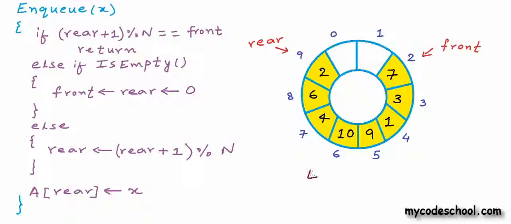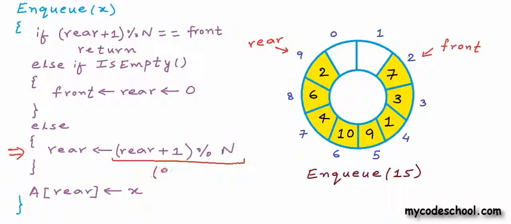Now let's make a call to enqueue and insert something in this array here. I want to insert number 15. We will come to this last else condition. Rear right now is 9, so this expression will be 9 plus 1 modulo n. N is 10 here. The size of this array A is 10 here. This will evaluate to 0. Now my new rear is 0. I will write number 15 here.